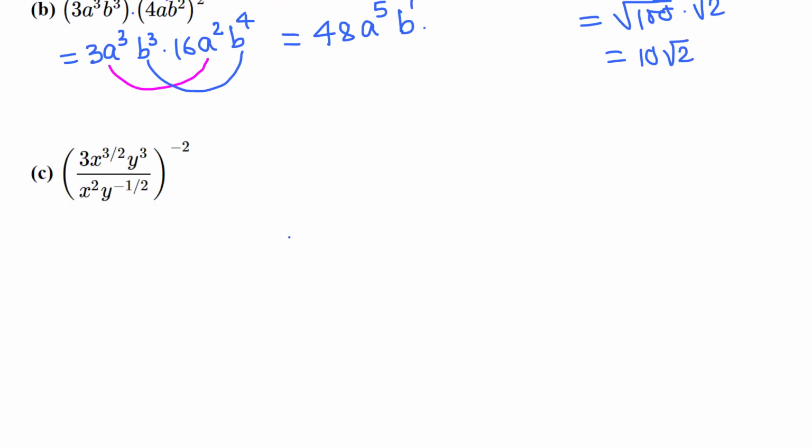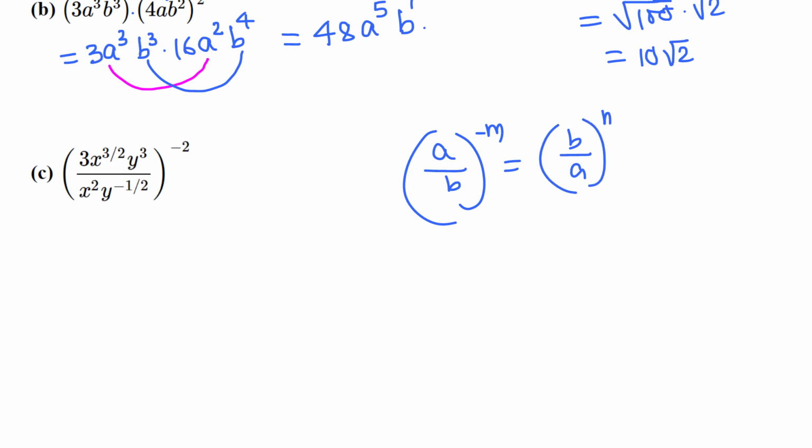Okay, in part C, oh, here is a negative exponent. When we have a over b raised to some negative exponent, if we just flip the fraction, the negative will be gone. It's like x raised to negative m is 1 over x raised to positive m. So 1 over a over b means the reciprocal of a over b, that is simply b over a.